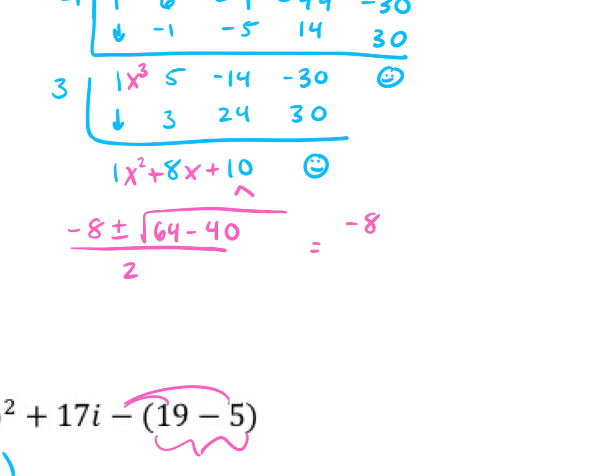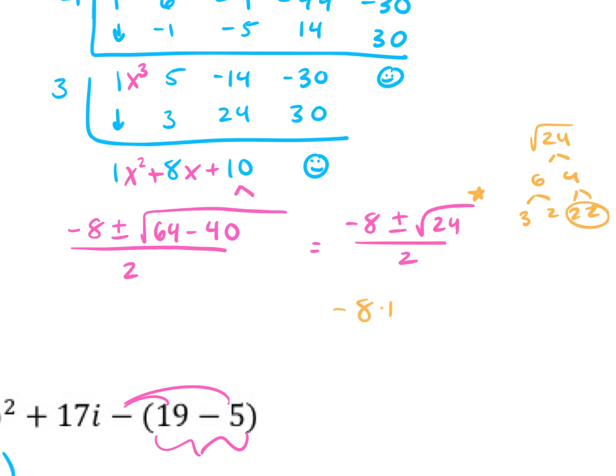Simplify all the way. So -8 plus or minus the square root of 24 over 2. We can simplify the square root of 24. Our 2 factors of 24 would be 6 and 4. 6 would be 3 and 2, and 2 and 2. So we have a pair of 2's. So this would be 2 square root 6 over 2.